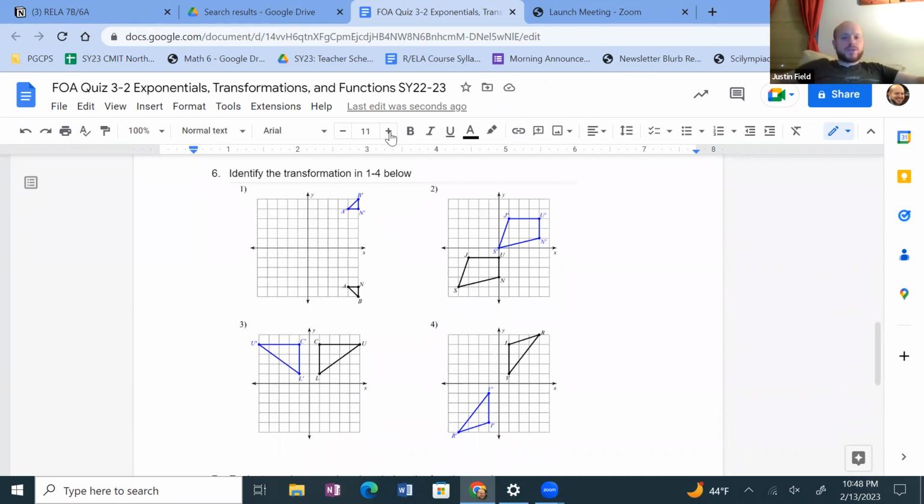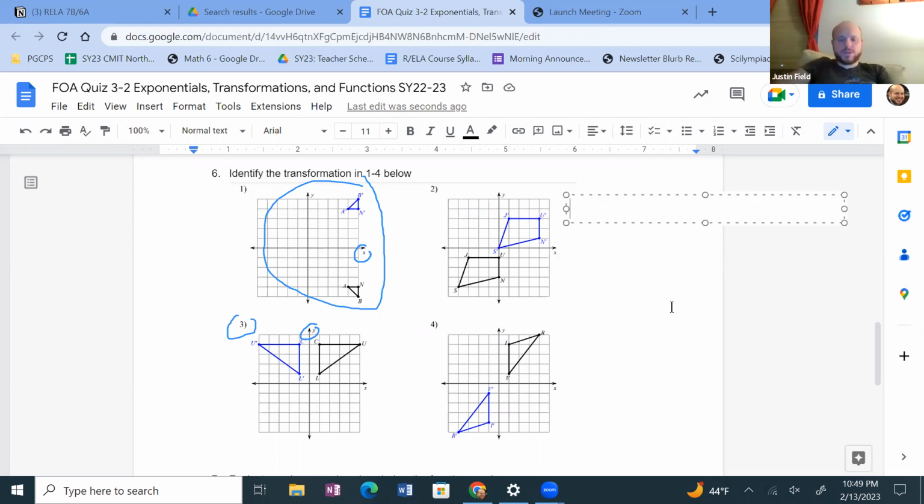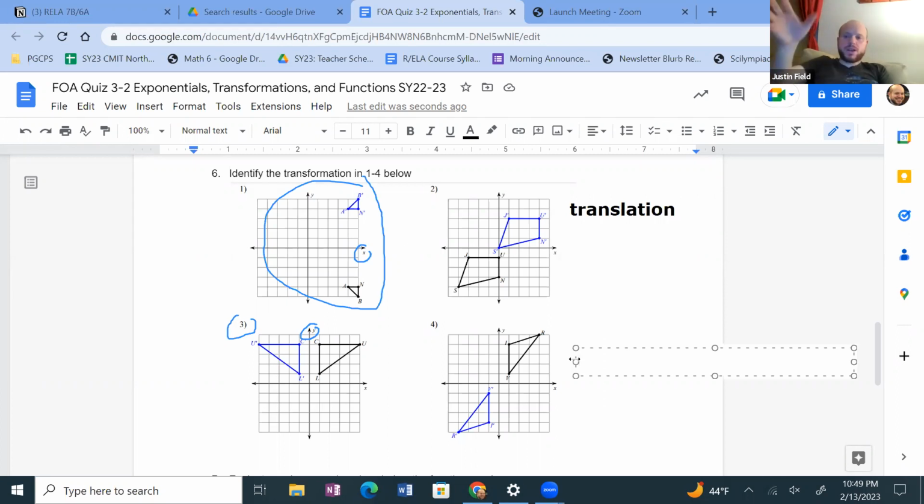All right, so this first one here is a reflection over the x-axis. Oh my. It's a reflection over the x-axis. This is a reflection over the y-axis. What's the difference there? So those are both reflections. Number 2 is a translation. And number 4 is a rotation. So if you got those wrong, make sure you review your Khan Academy assignment for identifying transformations.